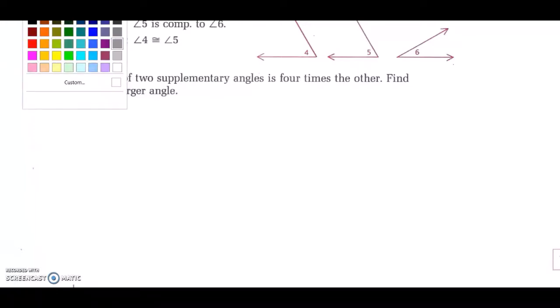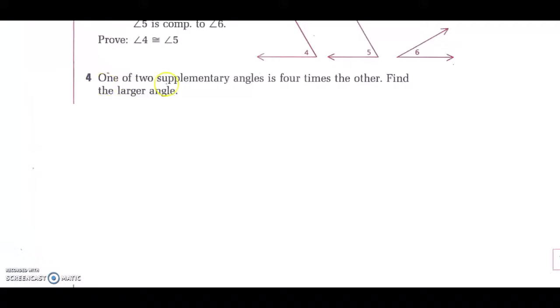Let's take a look at an algebra problem. One of two supplementary angles is 4 times the other. So whenever you set up a problem like this, you're going to have the angle and the supplement. So the angle and then the supplement. Now to write the equation. So this is our key. And in fact, we should draw a diagram.